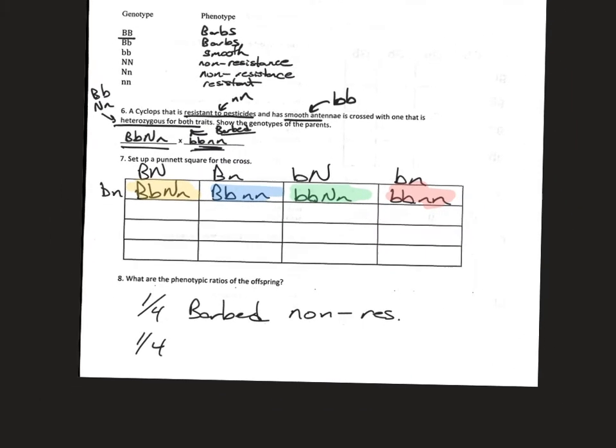1/4 barbed and resistant, right? And 1/4 smooth non-resistant, and 1/4 smooth resistant. Yeah. So that seems simple to me.